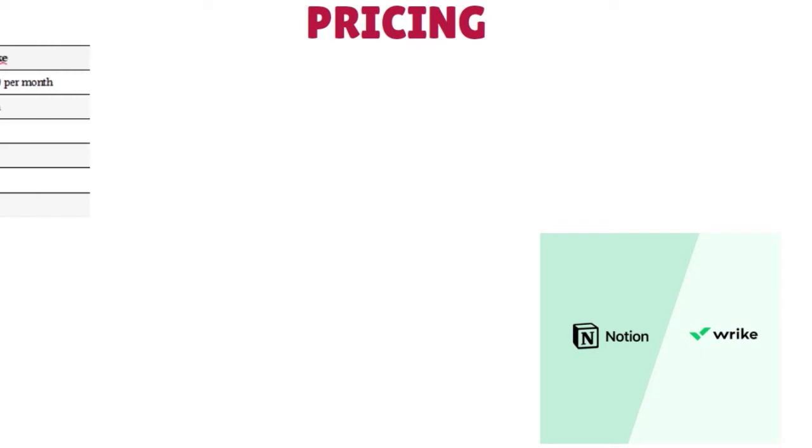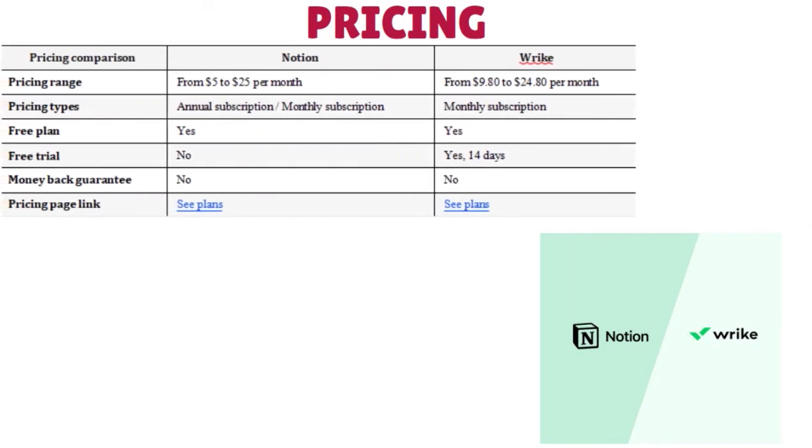Let me talk to you about pricing here. So when we talk about pricing, I want to compare Wrike versus Notion business plan software, but I want to really pay attention to the pricing. One thing I want to say here is that Notion actually appears to be cheaper than Wrike. I'll show you the prices later on, don't worry about it. Notion has prices that go from $5 to $25, whereas Wrike starts at around $10 and goes all the way to $25.